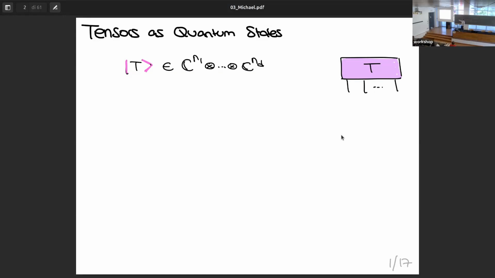So I will always draw these pictures like here. I will try not to put cats around it. So the cats are these little flags that physicists like to use to signal that it's a vector. If I do, you know what it means.